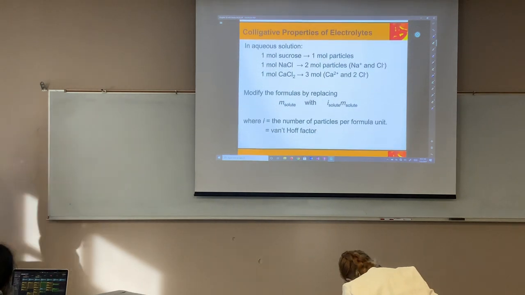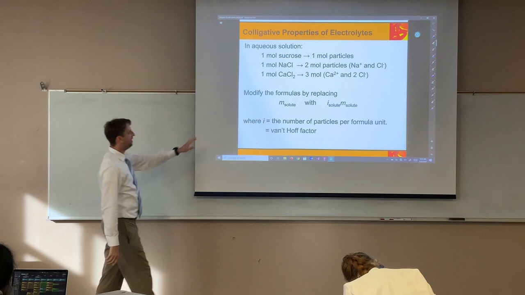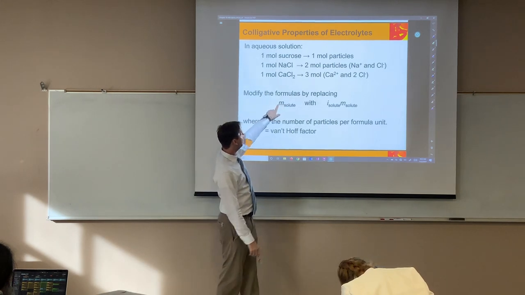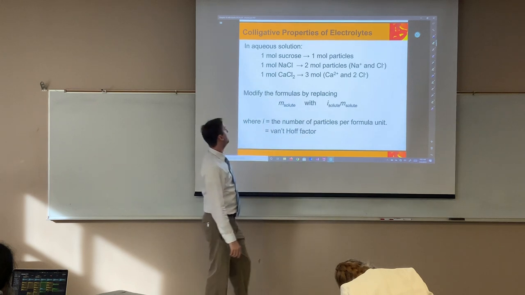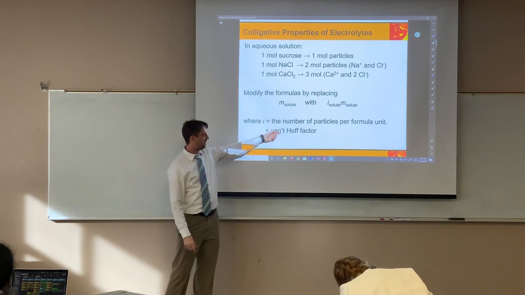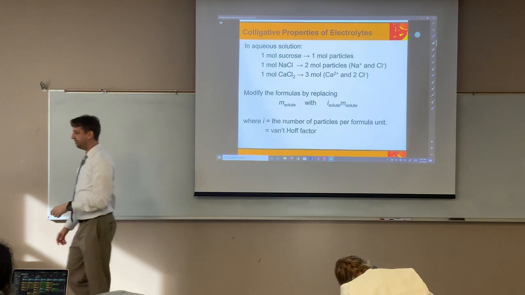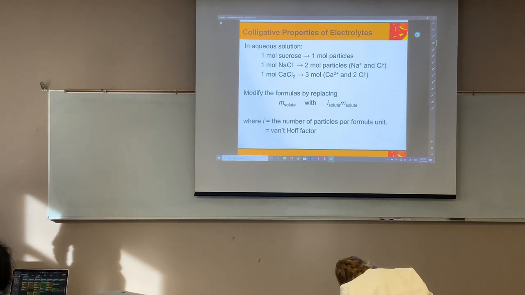So that's what we're talking about here, right? So how does that affect us? Well, instead of just the molality here, we have to put this i value in front of it, okay? And so that's the van't Hoff factor that I was talking about. It sounds really fancy, and it sounds more intelligent than just saying i, right? So that's what it comes down to.